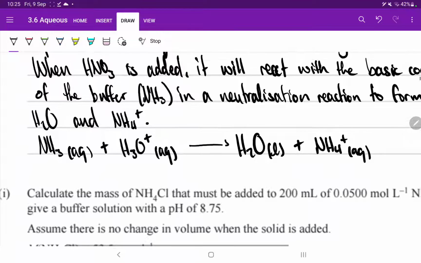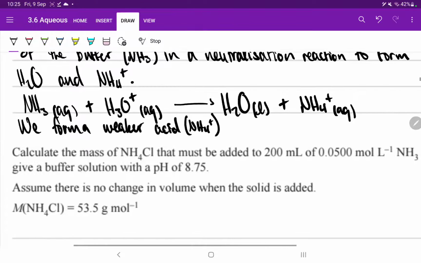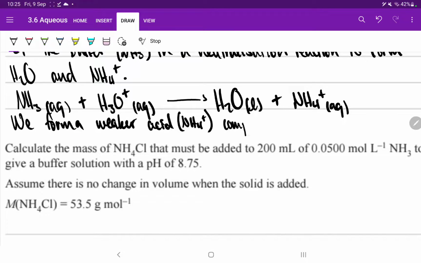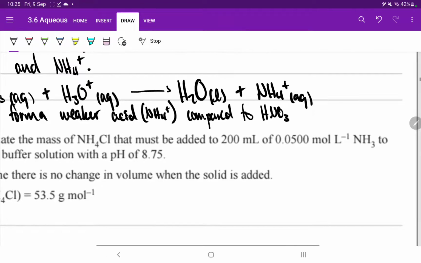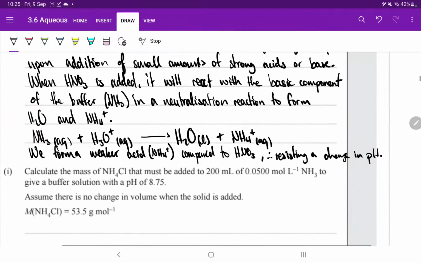So what this does is form a weaker acid, NH4 plus, compared to nitric acid, therefore resisting a change in pH. Cool.